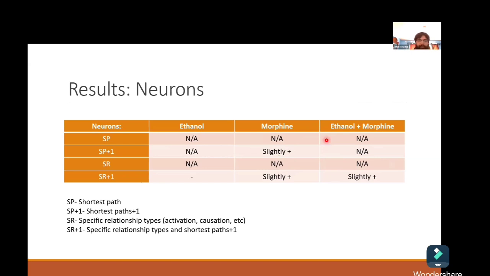And then for neurons, primarily for ethanol, there were no results produced, except for the specific relationship types and selecting for shortest paths plus one as well. On top of that, there was predicted inhibition. For morphine, there was slight predicted activity that was seen for shortest paths plus one, both for all relationship types and specific relations. And for ethanol, primarily, there was no predicted activity seen except for specific relationships that added shortest paths plus one.